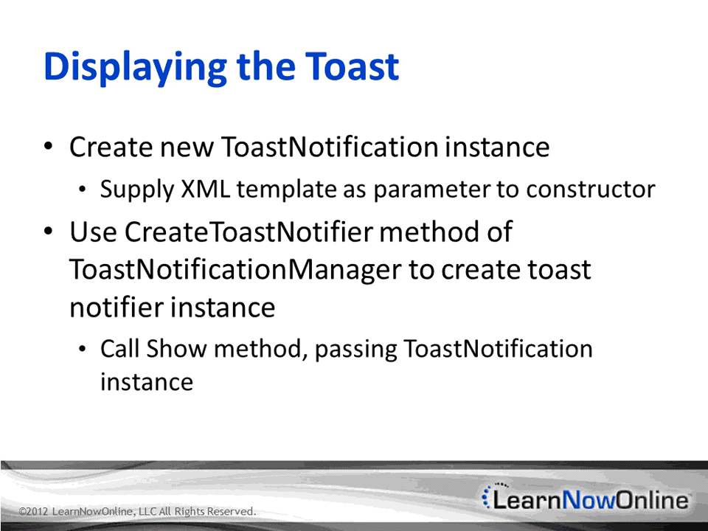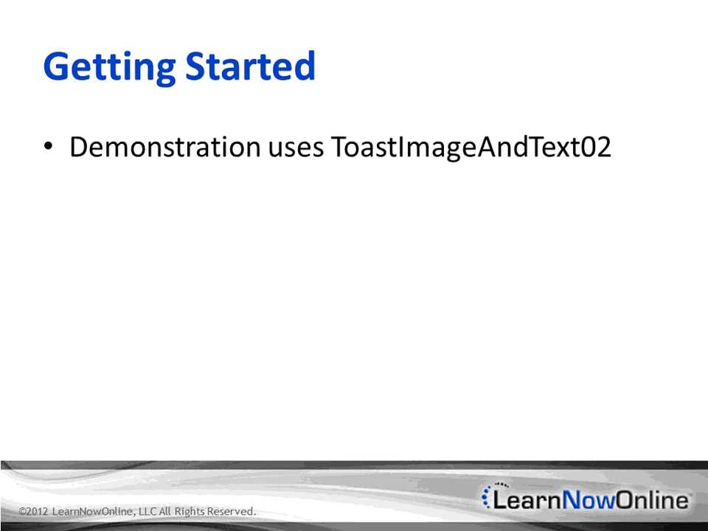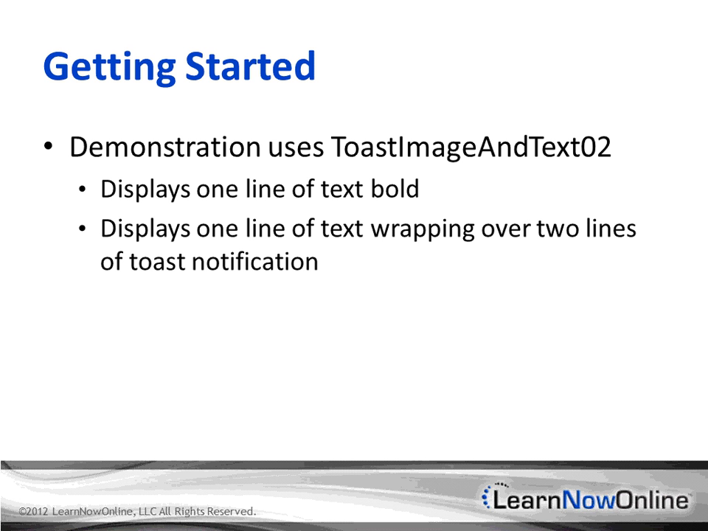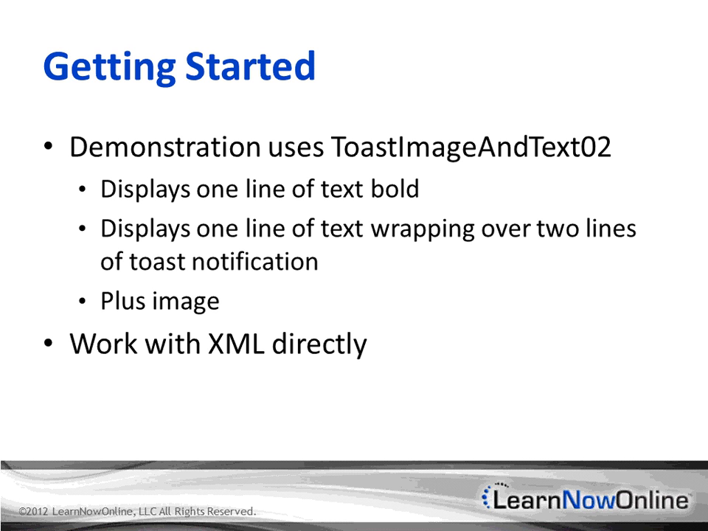In other words, you get the template, you fill in its data, you create an instance of a Toast Notification given that template, and then we call the createToastNotifier method to create a Toast Notifier, and we call the show method of that notifier given our notification to display it. Our demonstration uses the toast image and text 02 template. It displays one line of text bold, displays one line of text wrapping over two lines of the notification, and it has an image. We'll work with XML directly to build this notification. Let's give it a try.